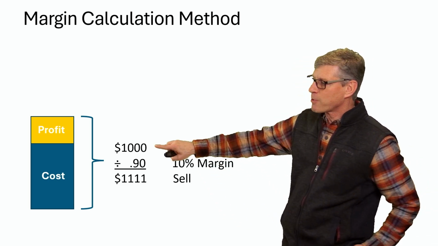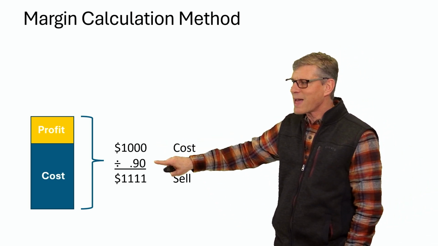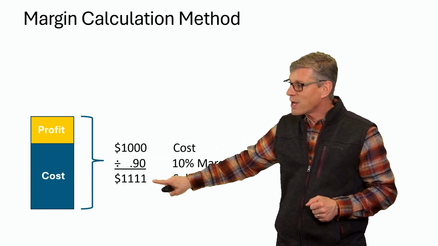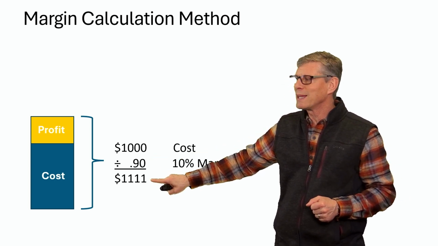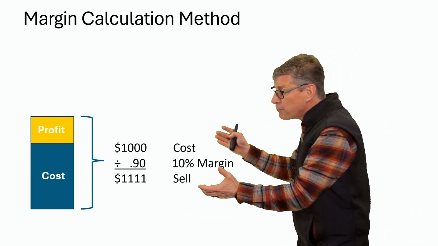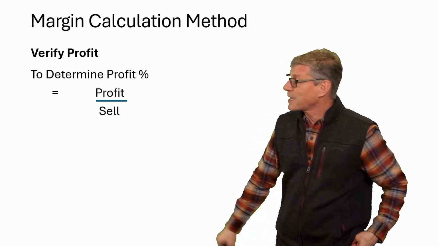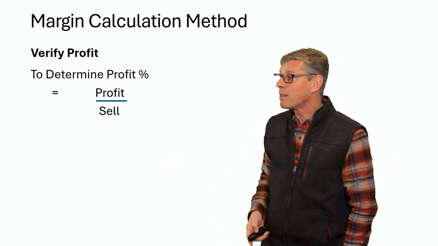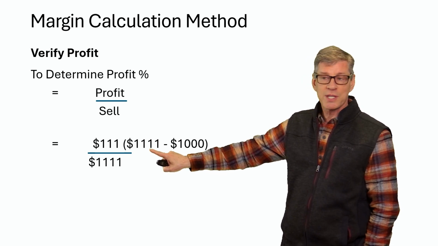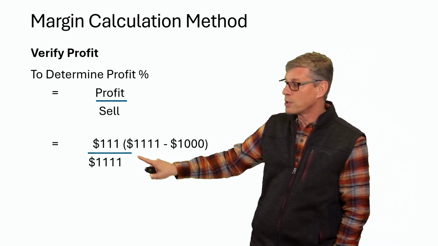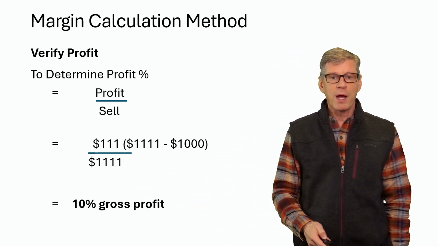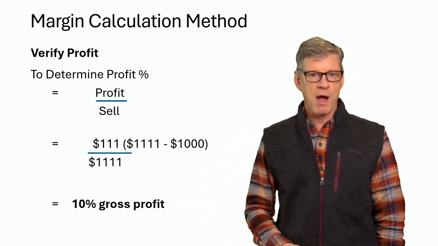So if my job costs are $1,000, divide that by 0.9 because I'm shooting for a 10% net profit. I'm going to sell that job for $1,111, not $1,100. Right? And again, we can verify the profit on this simply by taking the profit divided by our sell. So in this case, $111, the $1,111 sell price minus $1,000 cost. So $111 profit divided by $1,111 sell price. That is a true 10% gross profit.